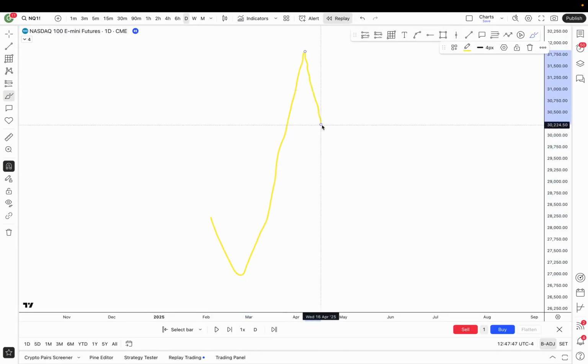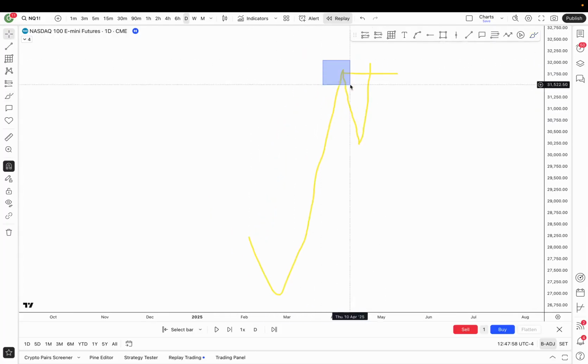How do we validate continuation? It's when it closes back through the opposing candles that it created when it made that opposing run to the draw, right? Or, you know what I'm saying? So that's what I mean by that.